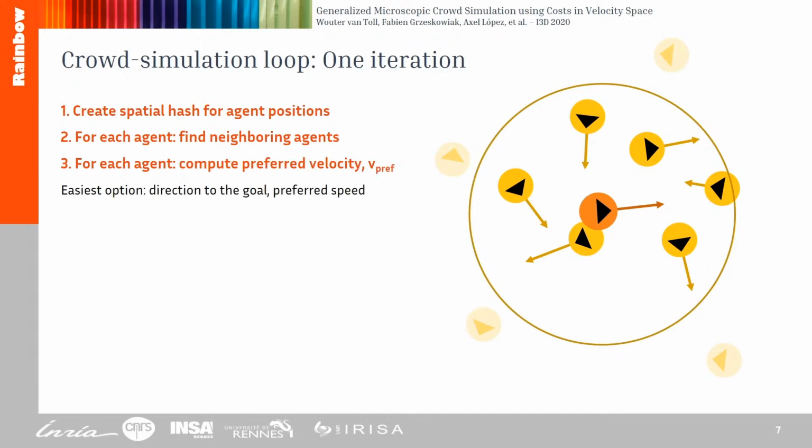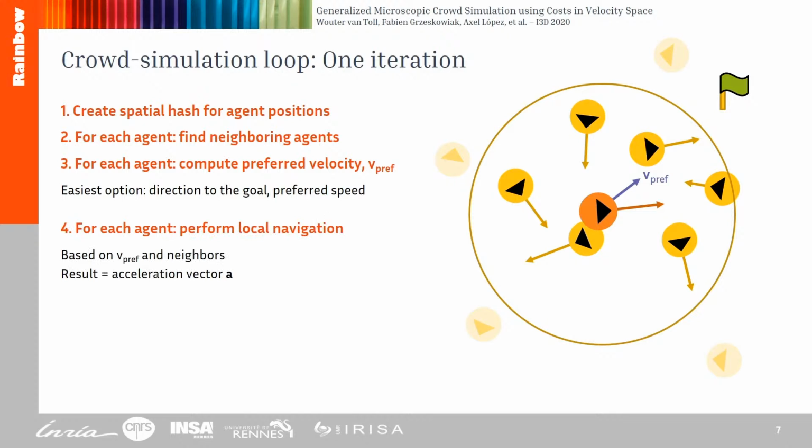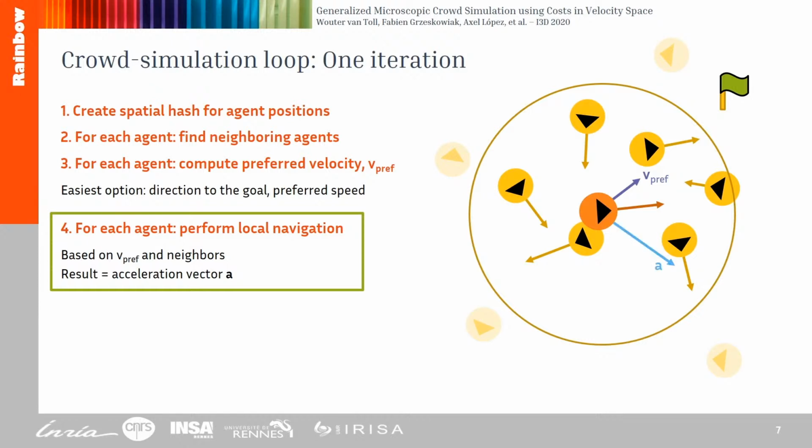Then the next step is to compute a preferred velocity for each agent. And this is usually the input of a collision avoidance algorithm, and that is why it's required here. And the easiest option is to just take the vector that sends an agent towards its goal at a preferred speed. Then the next step is local navigation, which is the main thing that we will focus on. And this can be any routine that uses all the information so far, so the preferred velocity and the neighboring agents, to compute an acceleration vector that tells the agent how its velocity should change in the upcoming step.